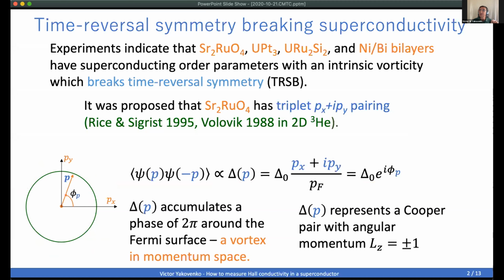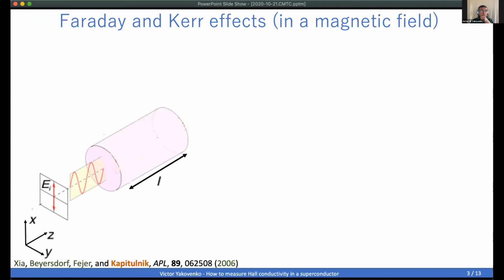The real question is, suppose we have this kind of superconducting pairing that breaks time reversal symmetry. How can we possibly detect it experimentally? That is a very challenging question because the transition temperature is usually a few Kelvin, so it's really low temperature, and the effect is very weak. Essentially, the experimental evidence came from a number of papers by the group of Kapitulnik, and this was actually an optical measurement.